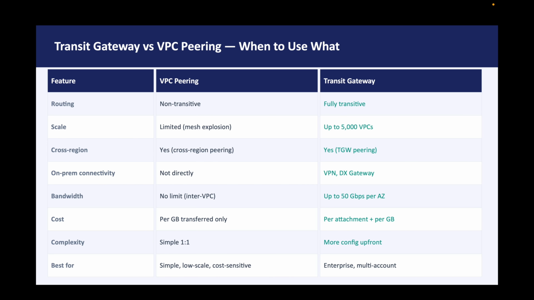Next one is cost. If you go for the cost, peering is cheaper for two VPCs with low traffic. You only pay per GB. Transit gateway adds $0.05 per attachment on top of data charges. Next is complexity. Peering is simple, one-to-one. There is more config upfront in case of transit gateway. Peering is best for simple, low scale and cost sensitive. And transit gateway is best for enterprise and multi-account. You can set up the transit gateway even in a hybrid account as well.